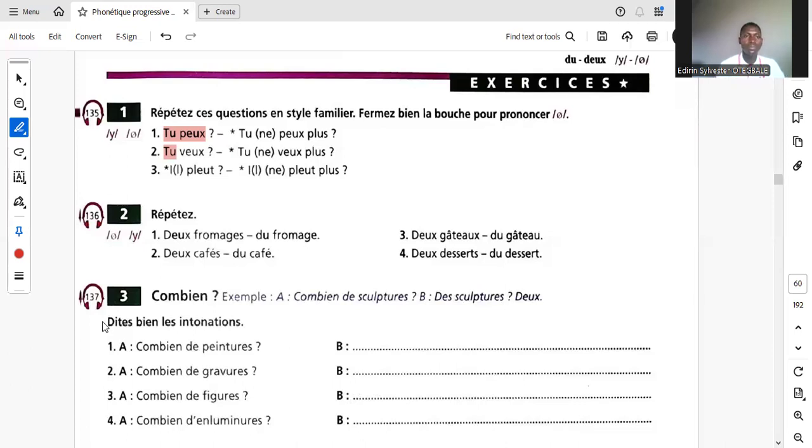Exercice 2. 1. Deux fromages, du fromage. 2. Deux cafés, du café. 3. Deux gâteaux, du gâteau. 4. Deux desserts, du dessert.